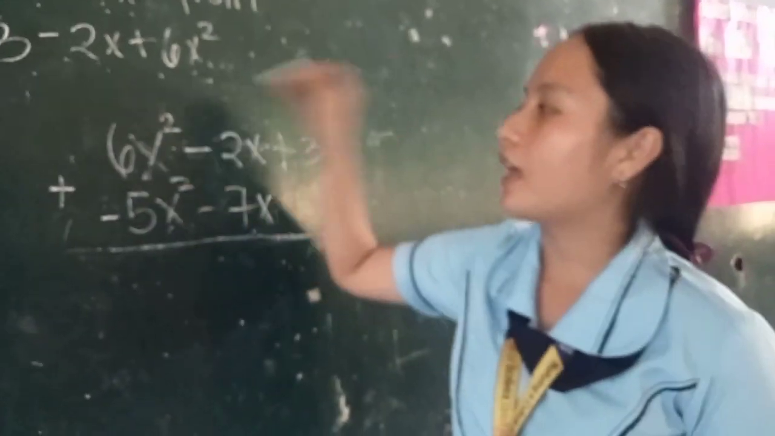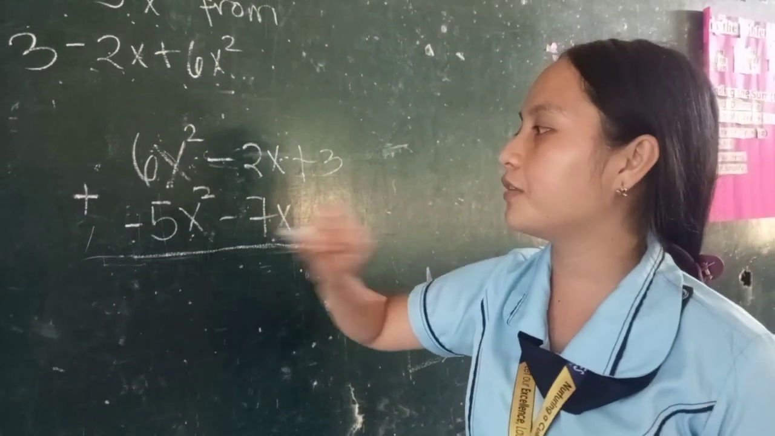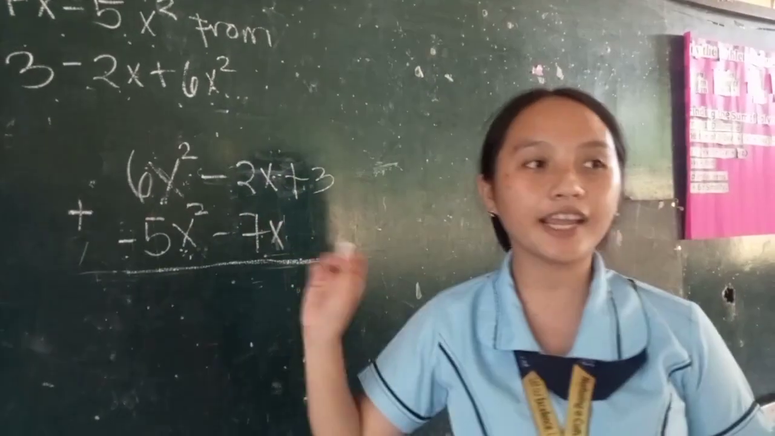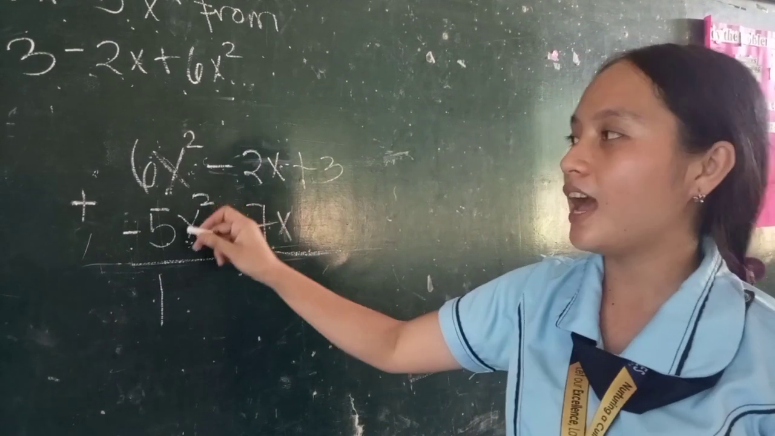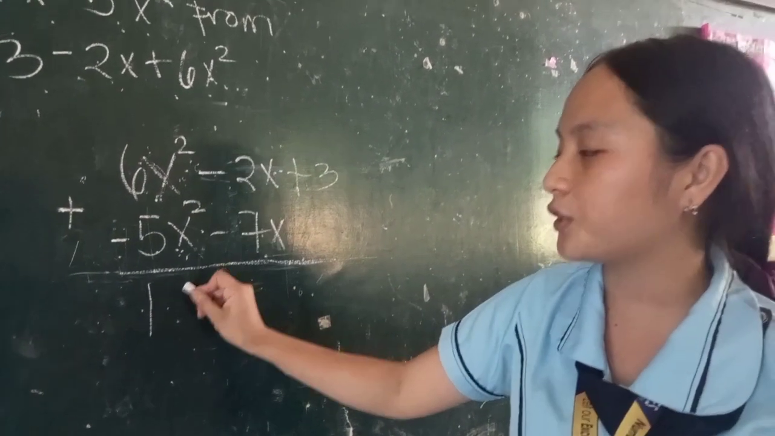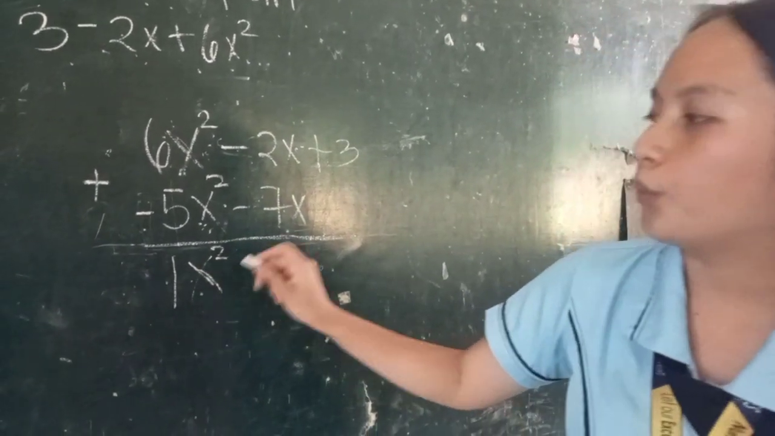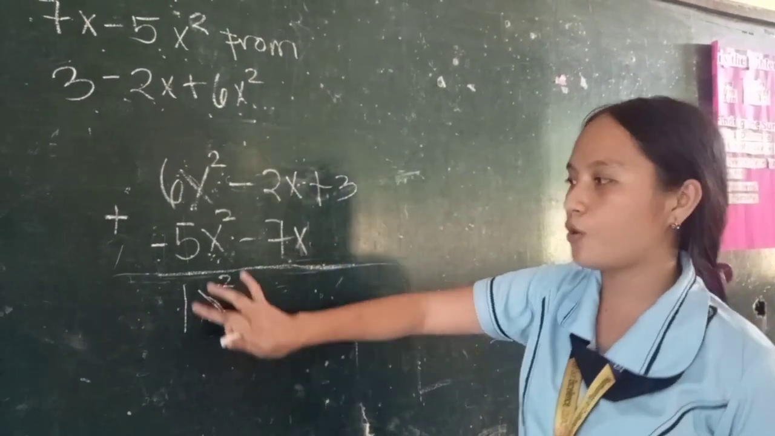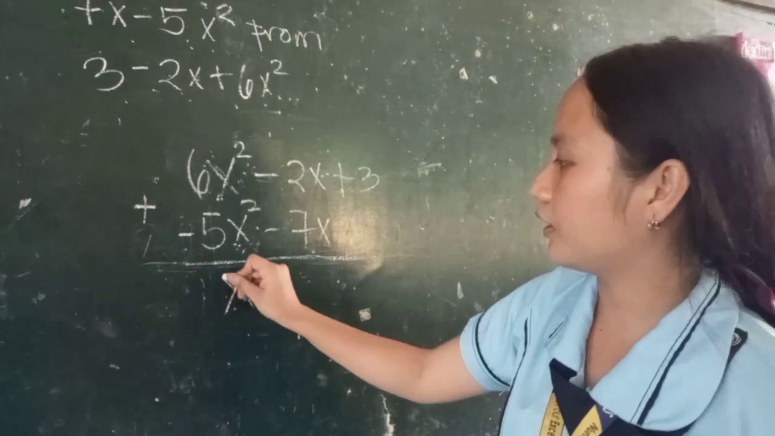So, 6x squared plus negative 5x squared. The answer is 1. Then copy the x squared because they are the same. Now, can we put 1 here or not? No.